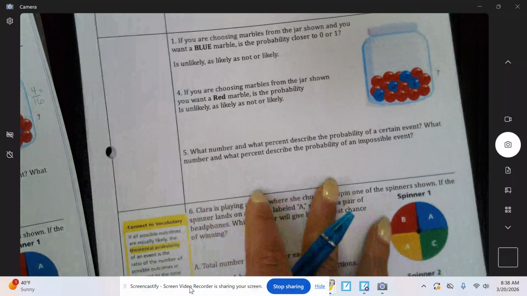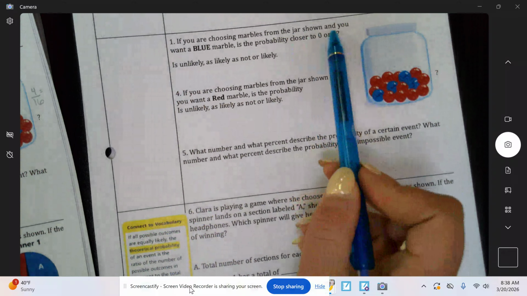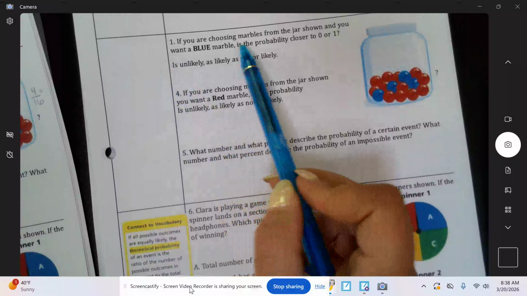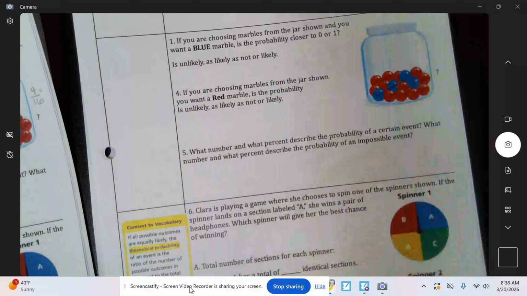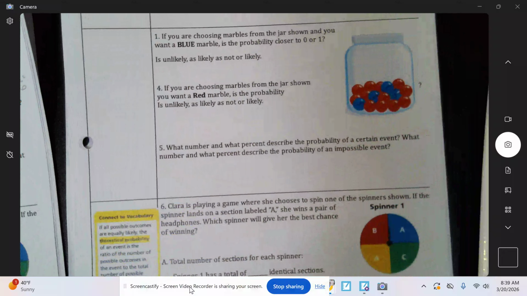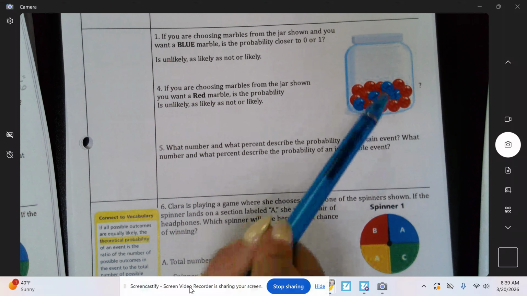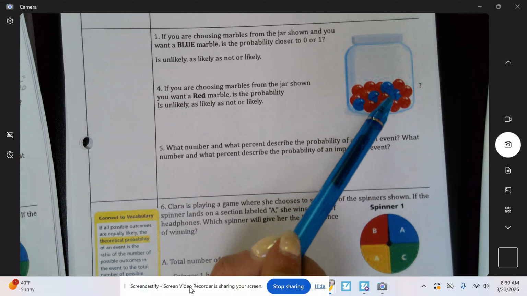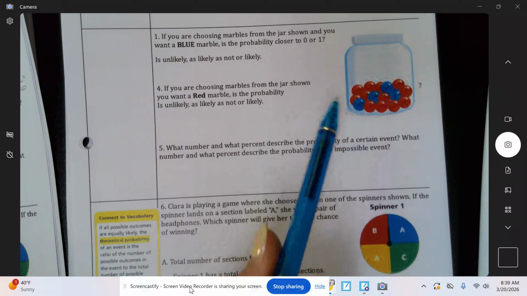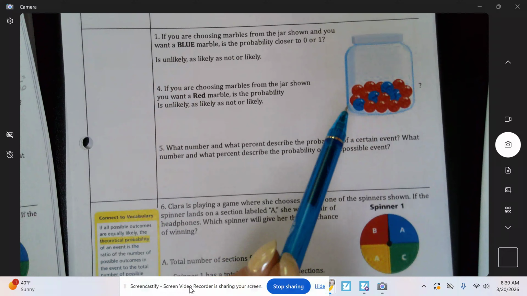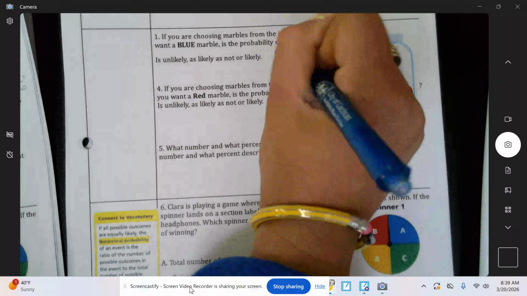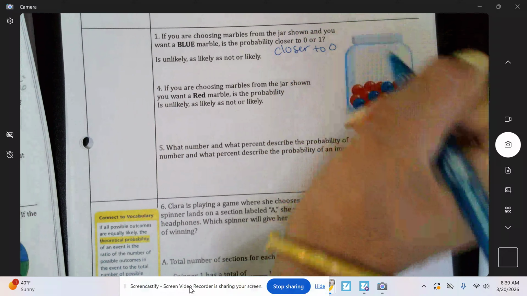If you are choosing marbles from the jar shown and you want a blue marble, is the probability closer to 0%? Is it closer to impossible? Or is it closer to for certain? Just looking at it, it is unlikely to happen, right? If this is your jar and you're going to try and get a blue, it's probably unlikely to happen. It's closer to 0% chance, right?